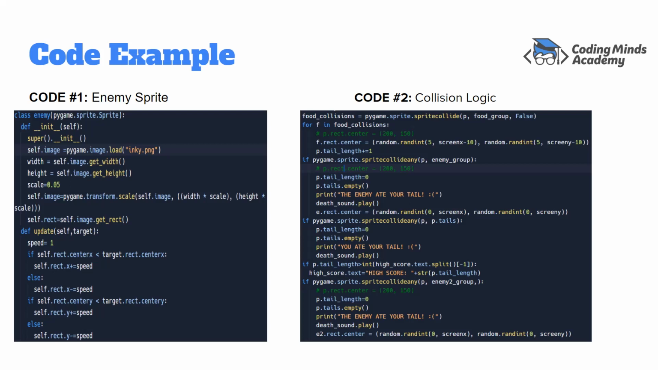And if the player touches enemy 2, the player's tail length becomes 0, and the code says the enemy ate your tail, and that sound plays. And enemy 2's position becomes random.